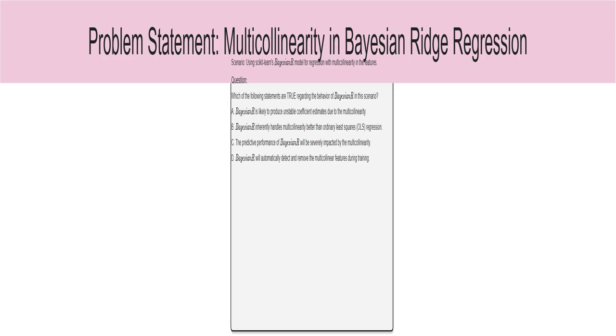Imagine we have a dataset where some of our input features are highly correlated. That's multicollinearity. The question is, how does this affect Bayesian ridge regression's performance and the way it works? Specifically, I'm focusing on the Sklearn library's Bayesian ridge function. This is a tool we use to build regression models. That is, models that predict a continuous value. We're interested in understanding how it behaves when our dataset has multicollinearity.